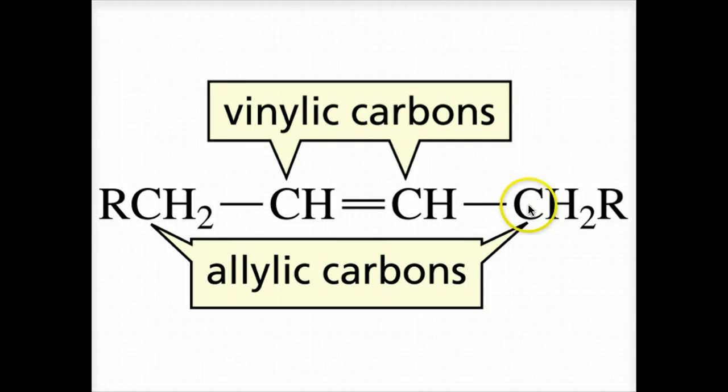For example, this sp3 has 2 hydrogens. It's also bonded to that R group, and in addition bonded to that carbon for a total of 4. This sp2 carbon is bonded to this 1 hydrogen, bonded to that 1 carbon, and bonded to this other carbon for a total of 3. Let's take a look at the next slide.